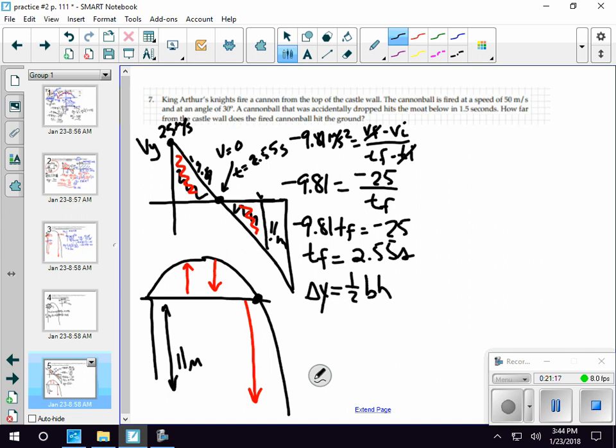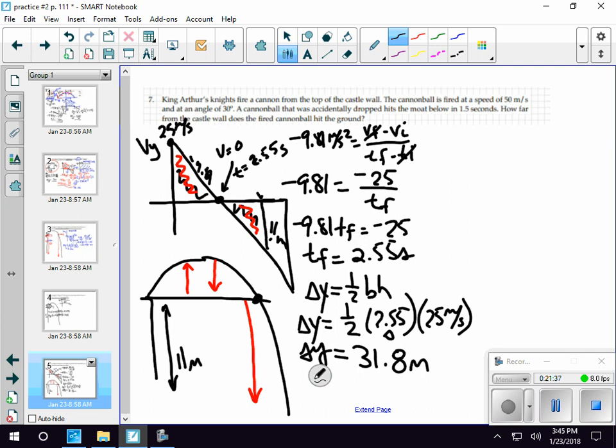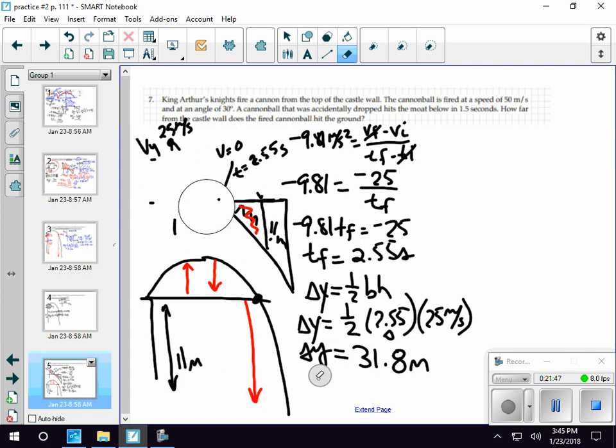All right, so I'm going to figure out how high it goes. Delta y equals 1/2. The base is 2.55 seconds. The height is 25 meters per second. And if I do a little algebra there, what do I find? I get 31.8 meters. This is actually really, really helpful for me because, of course, I had to get all artsy with my triangle here. Let me just redraw this a little bit. Bear with me. We'll get it back to what we want.